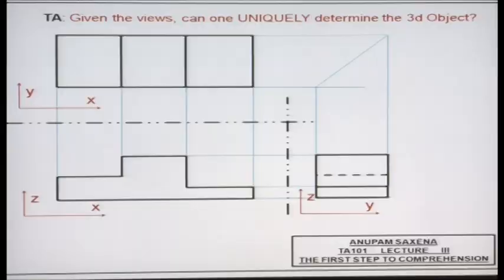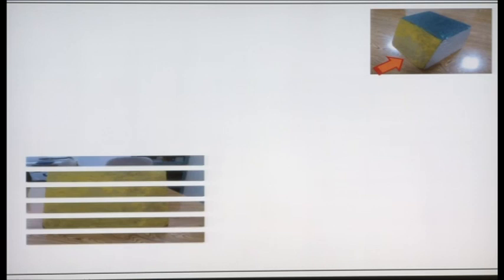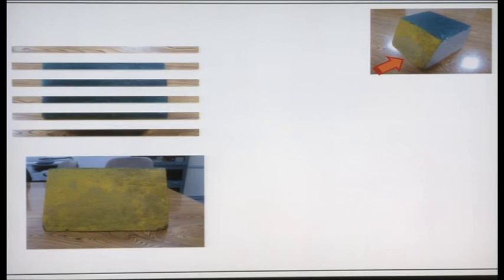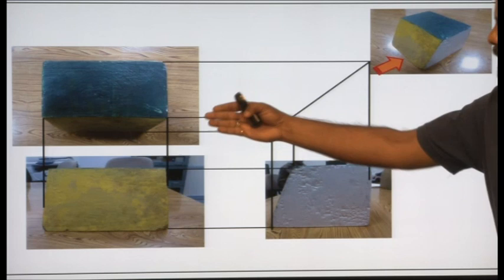Going back to the examples that we were discussing quite a while ago. This object, if I look at it from the front, this is what the view is, from the top, this is what the view is, and from the side, this is how the object looks. If we correlate using the projection lines, this is how you would draw them.